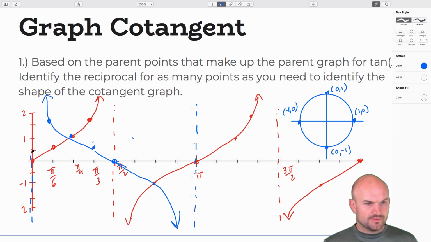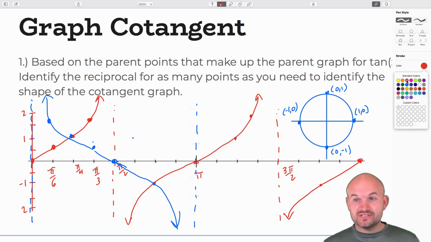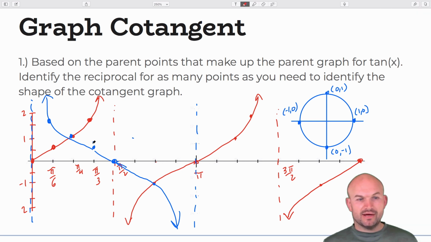So let's put an asymptote there. You can see at 0, now the graph is going to be undefined, right? And then let's look at pi halves. At pi halves, tangent was undefined, right? Y over 0 is undefined. But when I look at cotangent, 0 over 1 is defined, which is 0. So you can see why for the cotangent function I now have an x-intercept there.